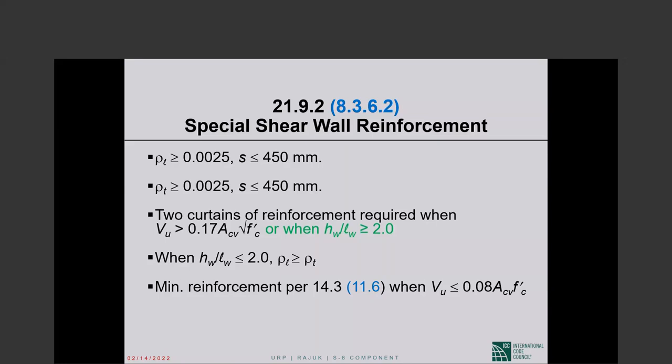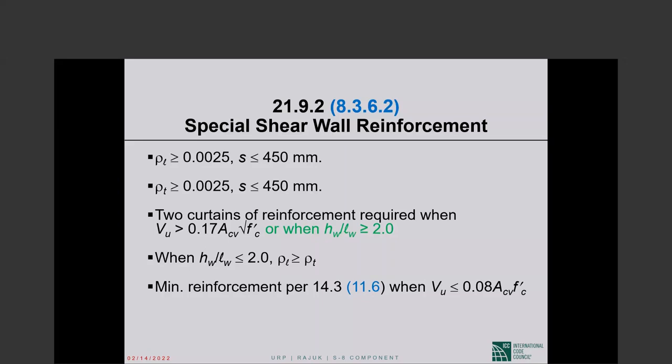Okay. Two curtains of reinforcement are required when the required shear strength exceeds 2 square root of f sub c prime in our units. Okay. Now, 318.14 says if the height to length ratio of your wall is larger than or equal to 2, then you need two curtains of reinforcement irrespective of how much the shear is.